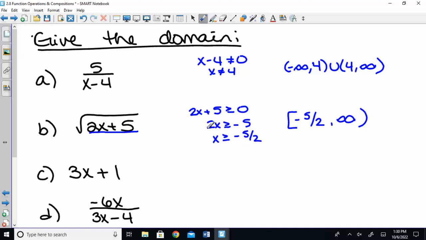All right, C. Does it have a fraction? No. Does it have a square root? No. So I don't have anything to worry about. What does that mean my domain would be?